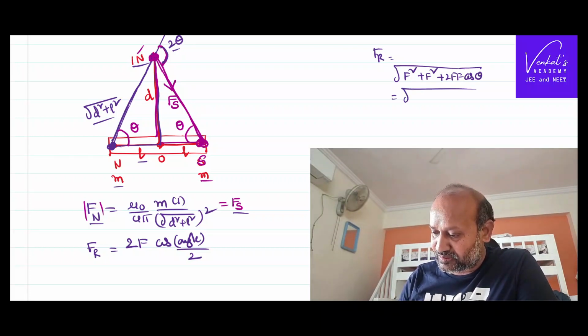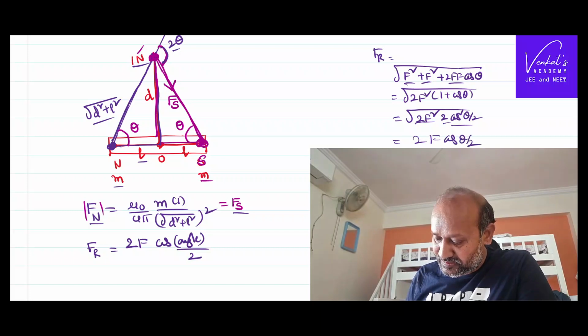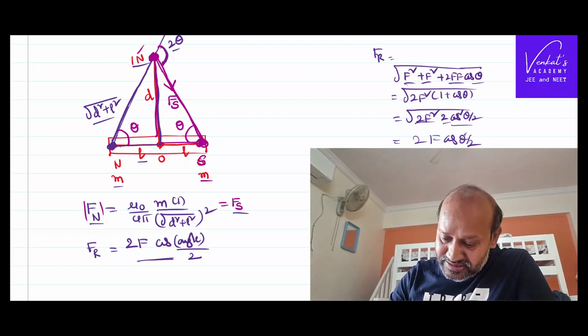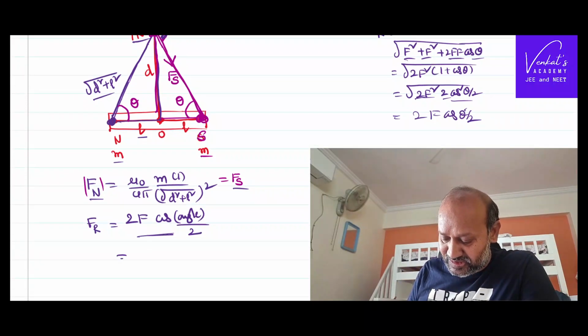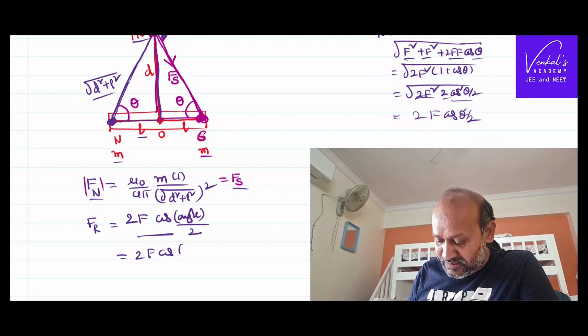So this will be square root of 2F square, and 2F square is common, (1 plus cos theta). So square root of 2F square, where 1 plus cos theta is 2 cos square theta by 2. So under the square root it is 4F square cos square theta by 2. So the resultant will be 2F cos theta by 2. That's what I have written. But be careful, theta is the angle between the two vectors. In this case, the angle between the two vectors is 2 theta. Be careful about that.